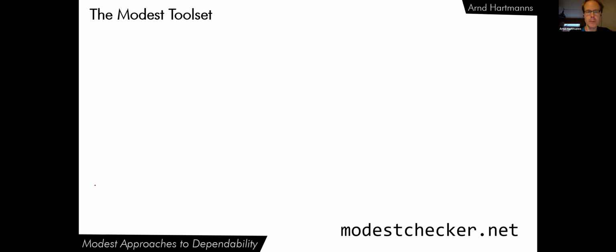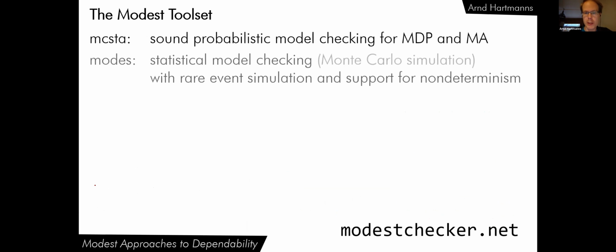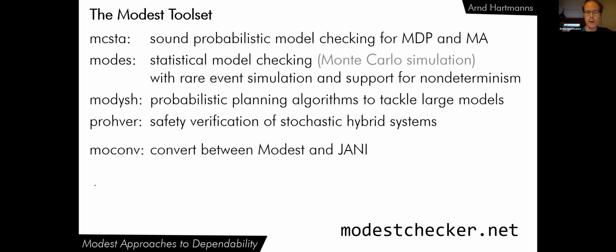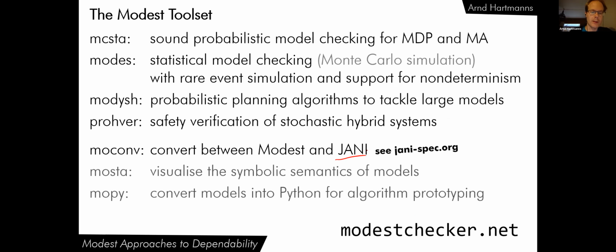It's actually supported by a set of tools that can do model checking, Monte Carlo simulation with rare event simulation in it, probabilistic planning, and safety verification for hybrid systems. There are also a few support tools, so we can convert between this language and the standard format that other tools have been using, the Jani format, which is a JSON-based format. We can visualize these, and we can export to Python. I'm using this in lectures in my master's course, so students can implement their own model checker in Python when they're learning about model checking algorithms.